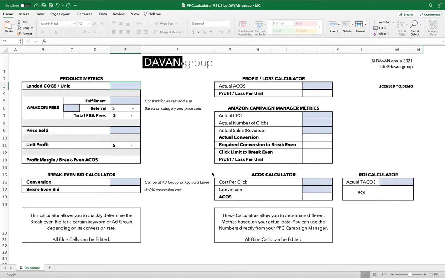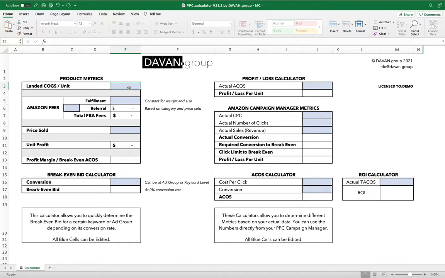So this is the PPC calculator. It's broken down into several mini calculators, and we'll start up here on the left-hand side. These are your product metrics, and you have to put these metrics in for the rest of the calculator to work. So we'll go through what's required here. The first thing is your landed COGS, or your landed cost of goods sold. This is a number that you should already know based on the product that you're selling. And if not, we do have an Excel sheet for it.